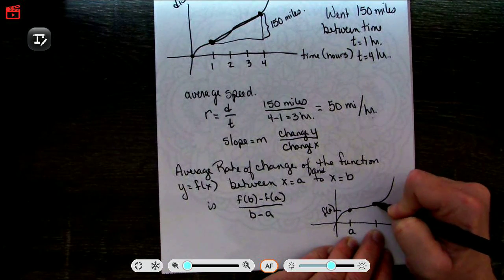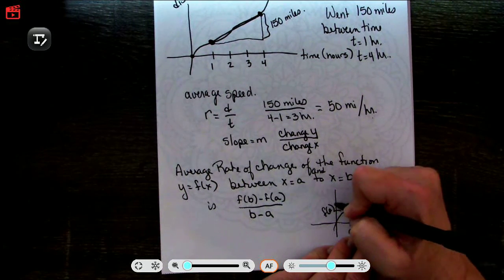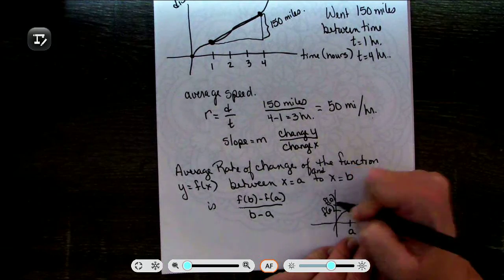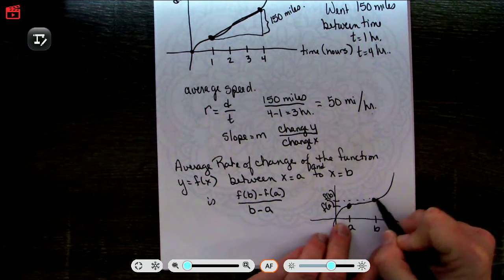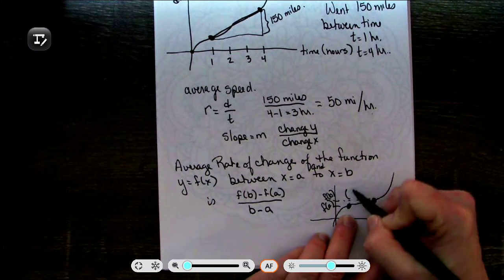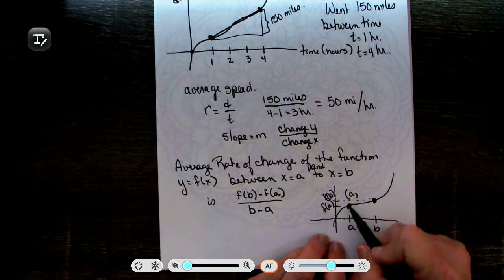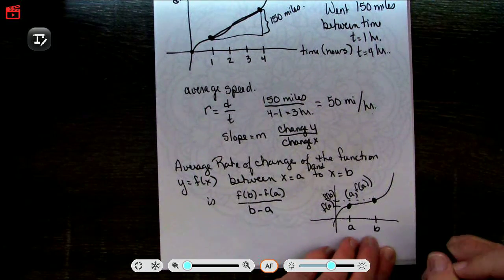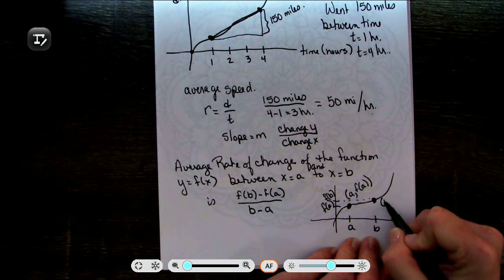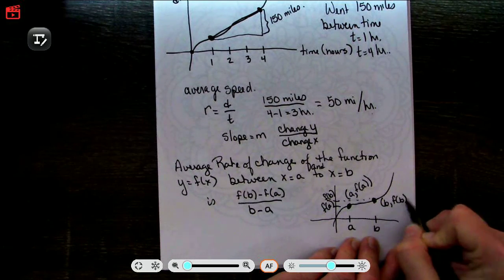f of b is the y value. If I wanted to label these points, this would be the point. a is your x value, f of a is your y value. Here is my b, f of b.